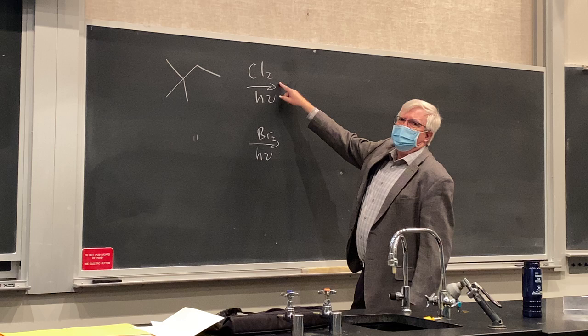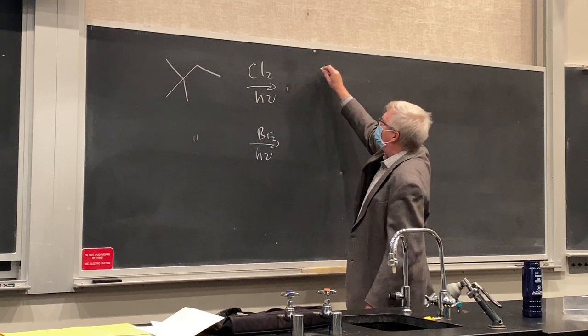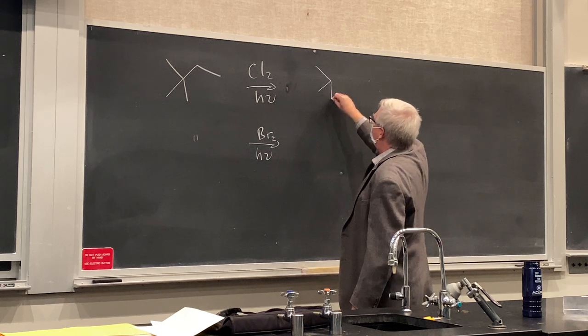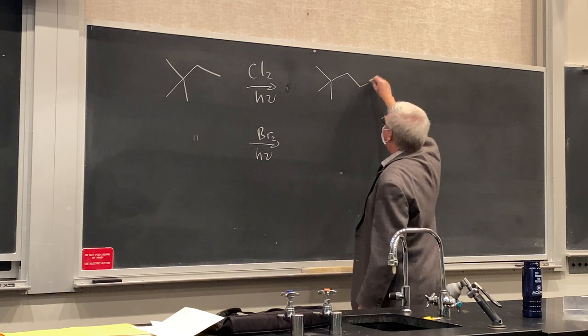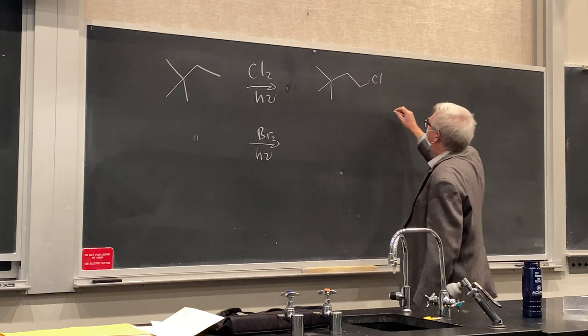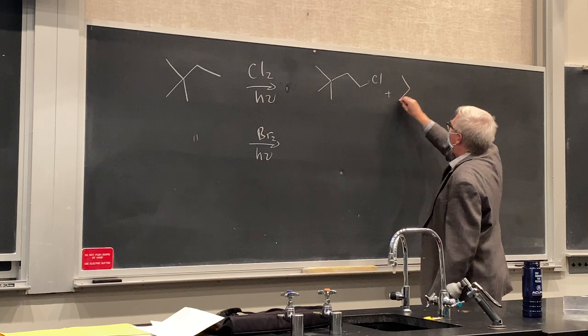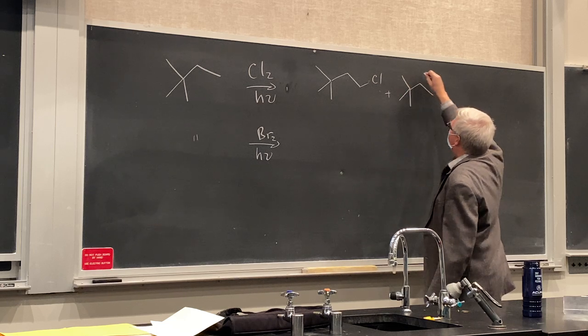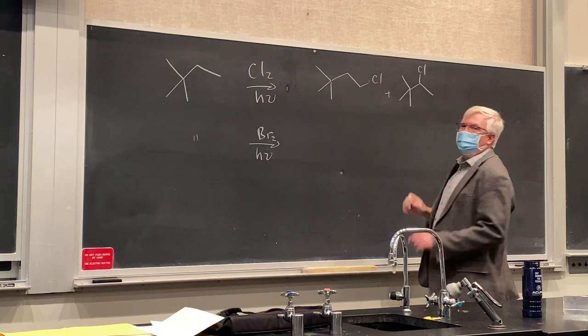Remember, chlorine is not selective, so it's going to form multiple constitutional isomers here. Yeah, it'll form that one, the primary one. It'll also form what other constitutional isomer? This one. Remember, no rearrangements.